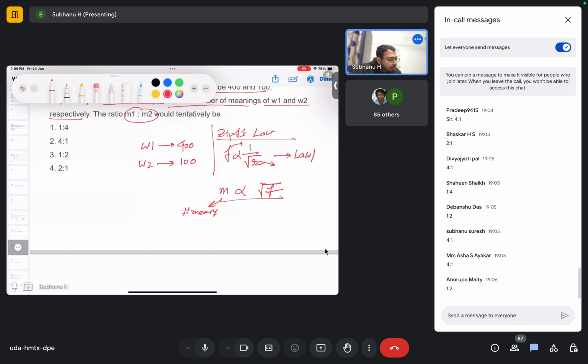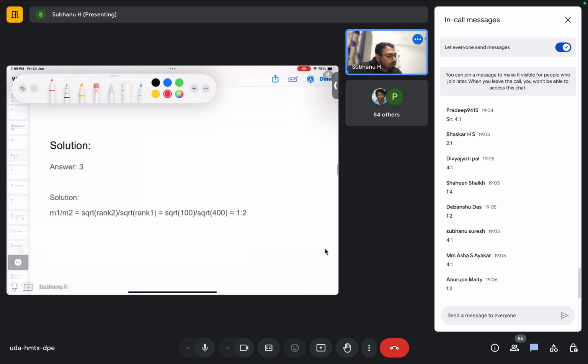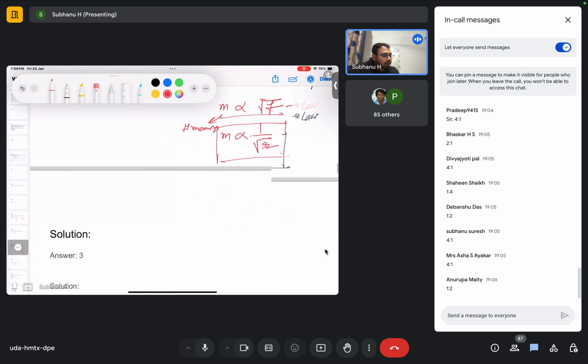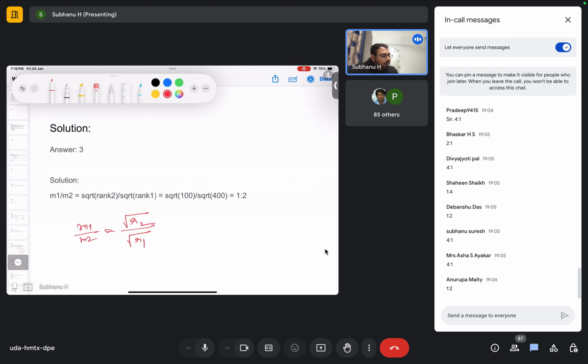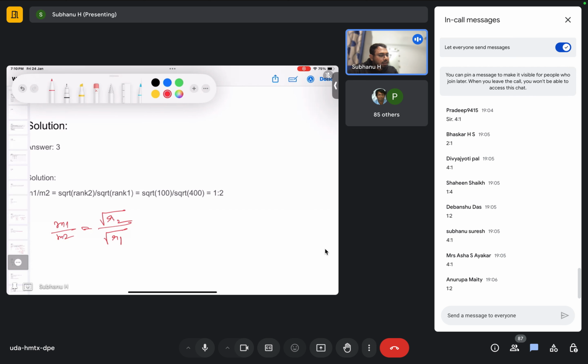This is law 2. If you combine them, it comes out that m is proportional to 1 by root r, as I am basically replacing f with r. Now you have the formula m proportional to 1 by root r. So m1 by m2 is equal to root over r2 by r1, since it was 1 by root r and it is inverting. So that's why it is the square root of 100 over the square root of 400, which is equal to 1:2. So 1:2 is the right answer.